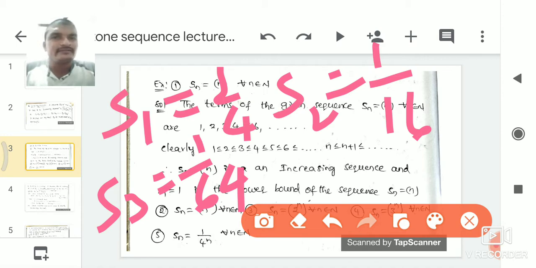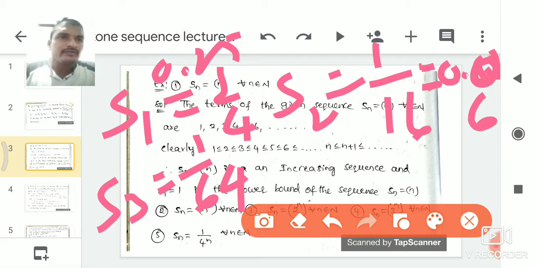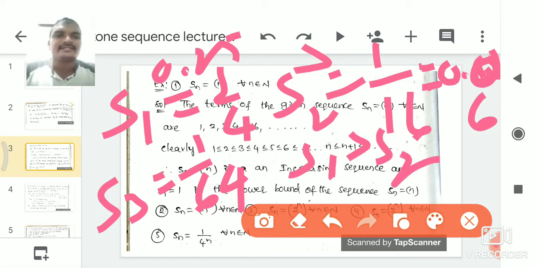What is the relation between the first term and second term? Here 1 by 4 is nothing but 0.25, and 1 by 16 is nothing but 0.06. The relation between 0.25 and 0.06 is that 0.25 is greater than 0.06. That means here we get S1 is greater than S2.